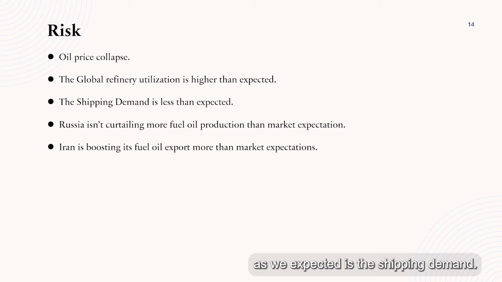It's the shipping demand. As we know, the primary terminal consumption of fuel oil comes from shipping. If the shipping demand is far lower than the market expectation, the need for fuel oil will also drop and the price will drop.